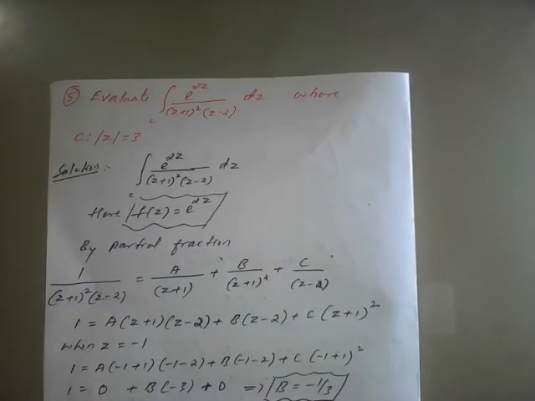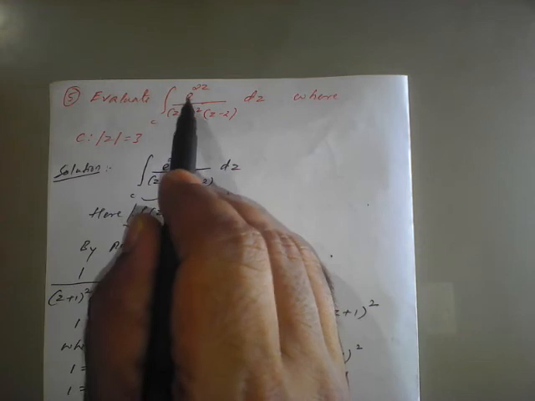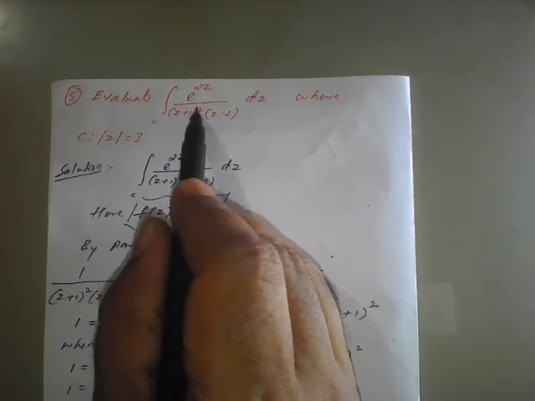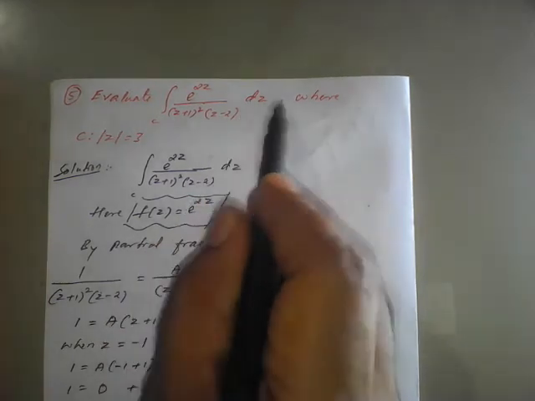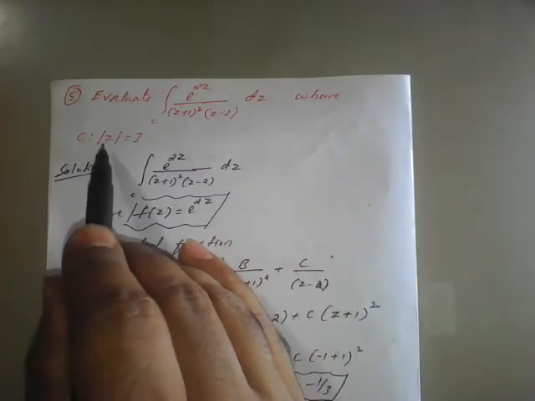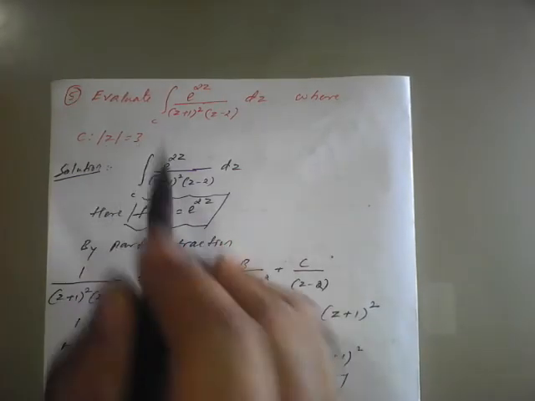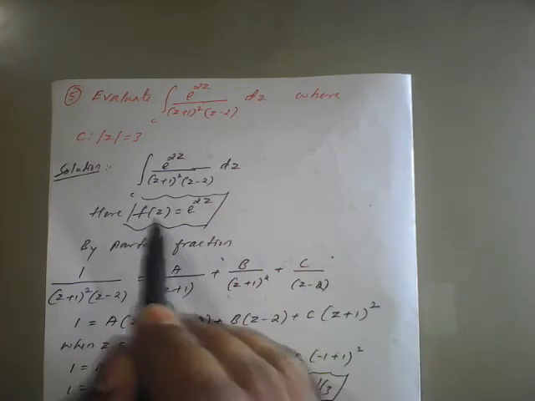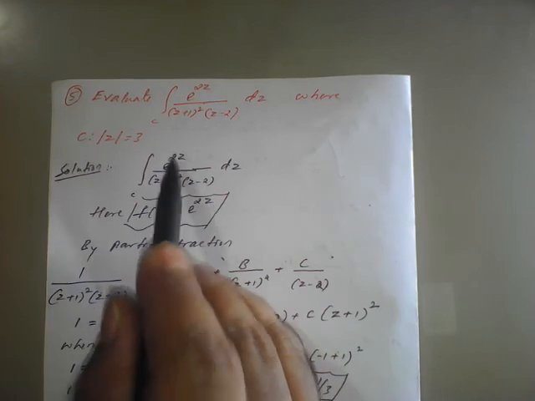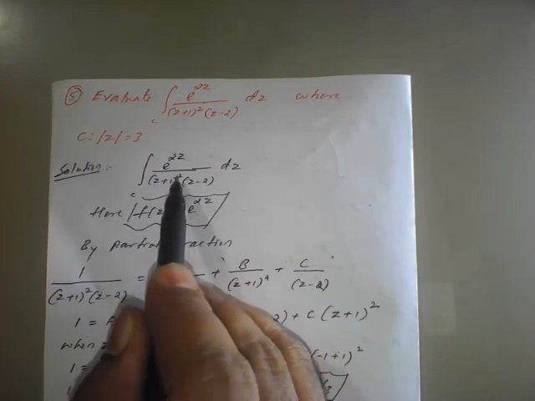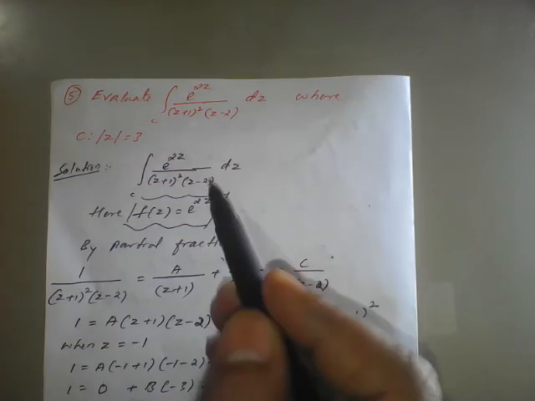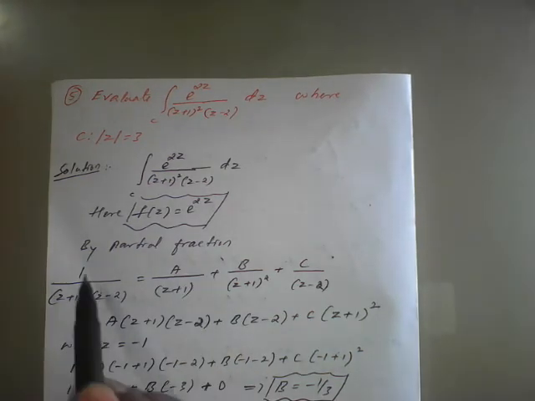Next example, evaluate the integral of e raised to 2z upon (z plus 1) whole square into (z minus 2) dz, with the circle mod z is equal to 3. So the given integral, we have to take it as it is. From this you choose the numerator as f of z. But 1 upon (z plus 1) square into (z minus 2), we need to separate this by using partial fractions. So 1 upon (z plus 1) square into (z minus 2).